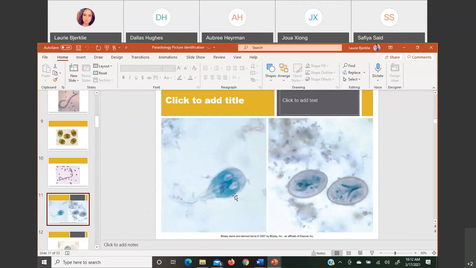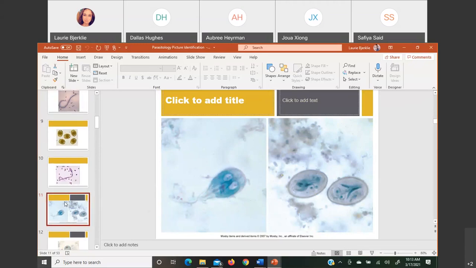trophozoid stage, and we call him the old man because he looks like he's staring at you, and he's a nice little pear shape. On the right is the Giardia cyst, and I always think, especially the one on the very right, looks like a tulip or a flower on the inside of it, because it's got a stem, two leaves, and little petals. That's how I would draw a flower. So I always know that it's the Giardia cyst because of that kind of look it has there.